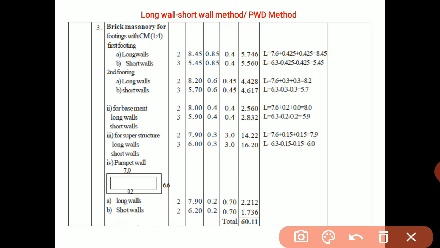Then take separately that is 0.425, that is 8.45, then 5.45. So two number of long walls, three number of short walls, add up into length. Width is 0.85 and height is 0.4, then multiply, we'll get the quantity in cubic meter.